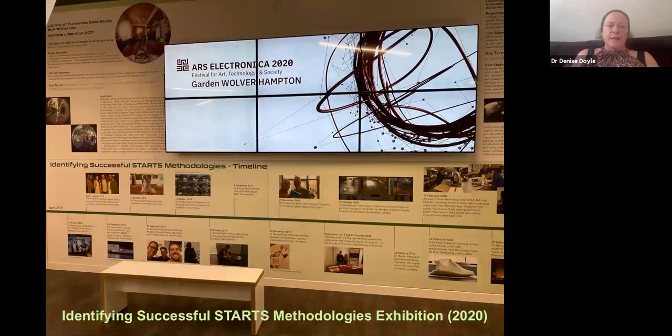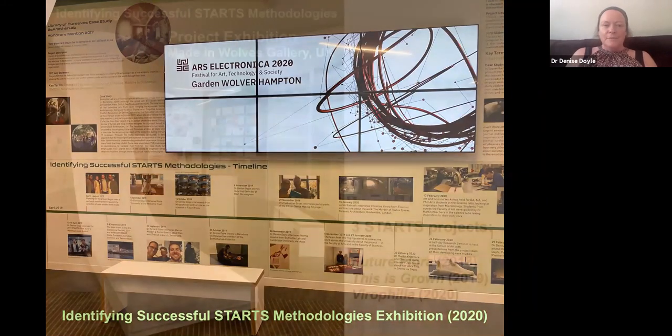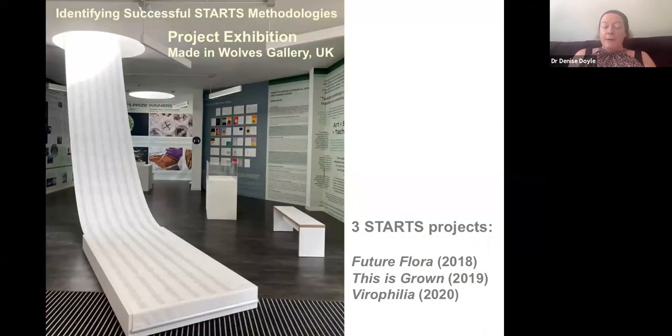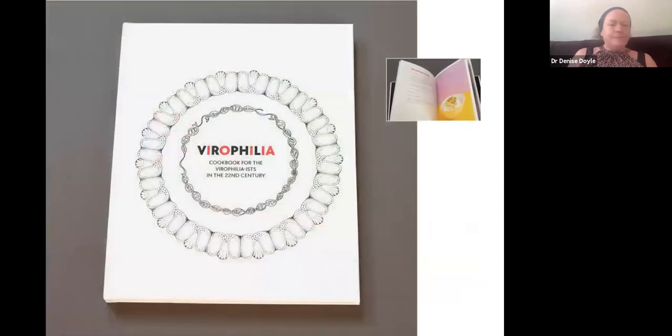One really nice thing about participating in this distributed festival is that they kind of had a garden theme. We were part of the UK part of that, but because we'd also done other activities, we were called Garden Wolverhampton, which I kind of like. So we had 3 Starts projects, as I said: Future Flora, This Is Grown, which I'll talk about in a while, and a project called Virophilia, again, which I'll talk about shortly.